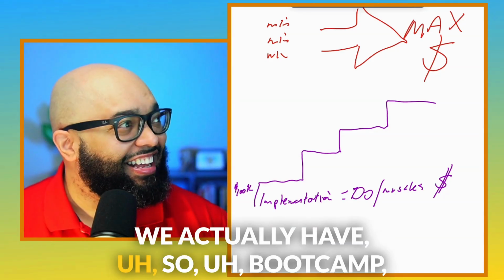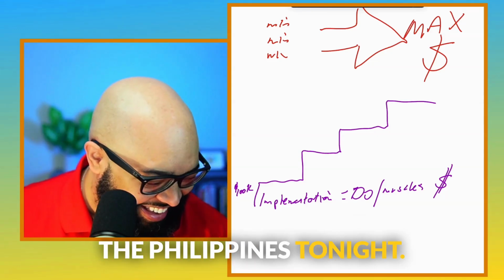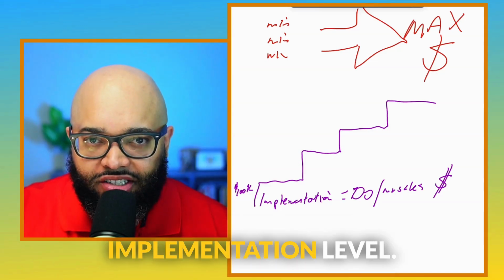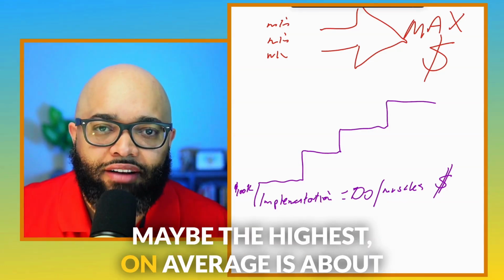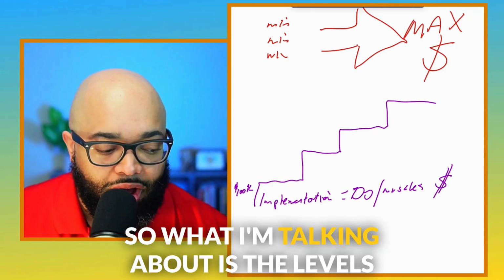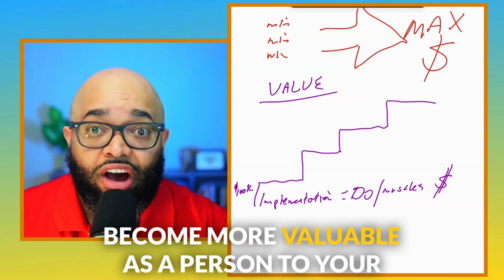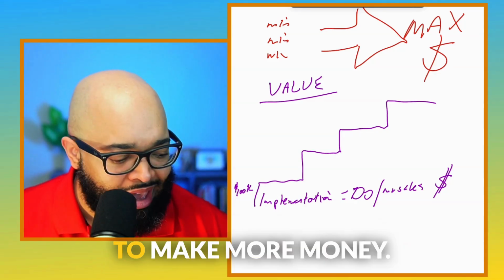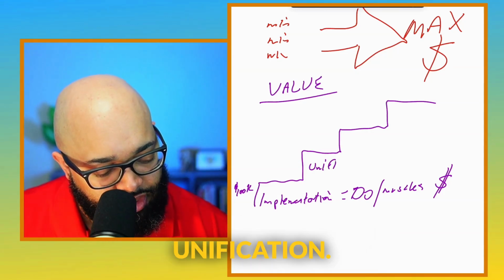We actually have, boot camp, we actually have somebody here from the Philippines tonight. So, the most at the bottom level, at the implementation level for the US people, the highest on average is about $100,000 a year. The next level up, so what I'm talking about is the levels of value. And I'm saying you want to become more valuable as a person to your organization, and that's how you're able to make more money. The next level up is what's called unification.